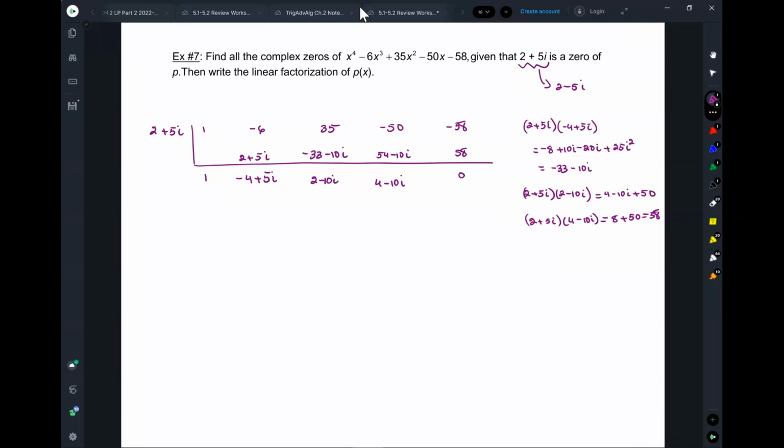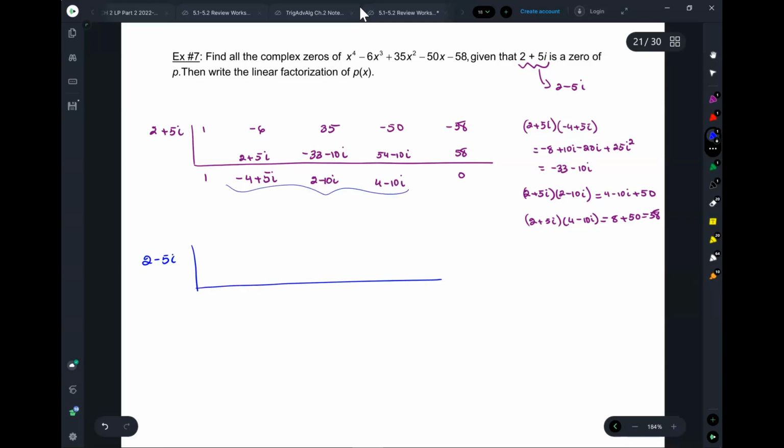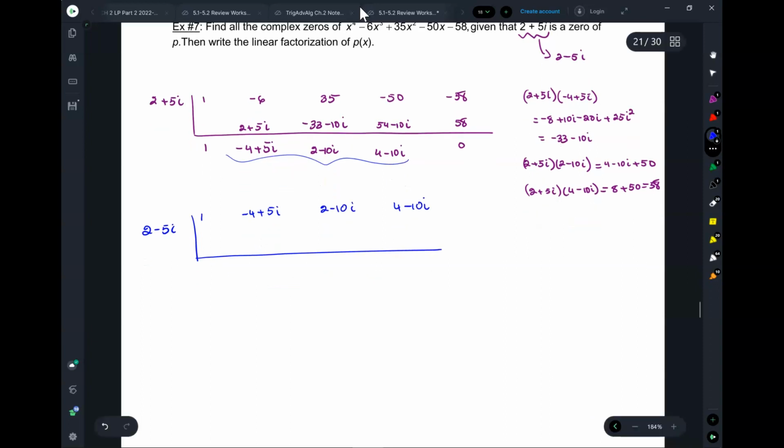Okay, this looks like nothing we can use. However, there is another 0, isn't there? What's the other 0? 2 minus 5i. So now we're going to do the same thing with 2 minus 5i, but we're going to use these coefficients. 1, negative 4 plus 5i, 2 minus 10i, and this. Okay, this is the satisfying part.